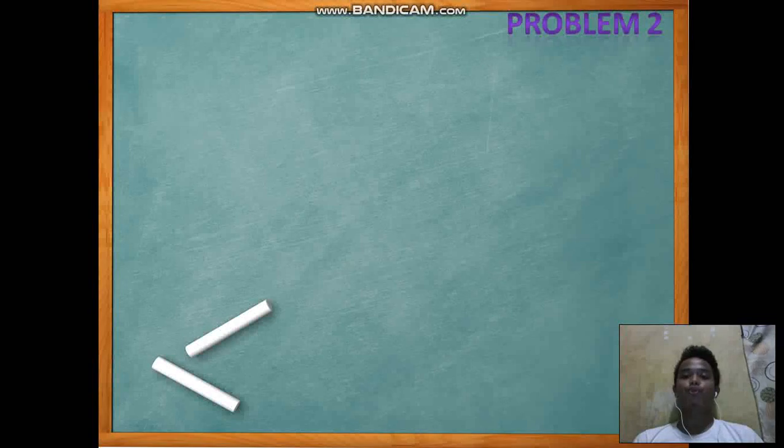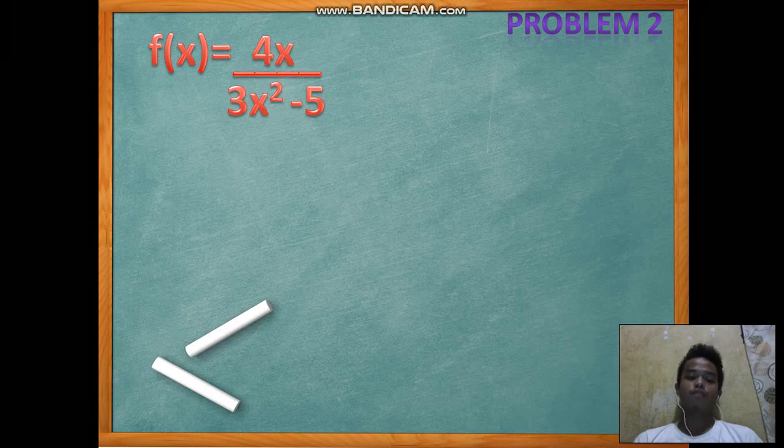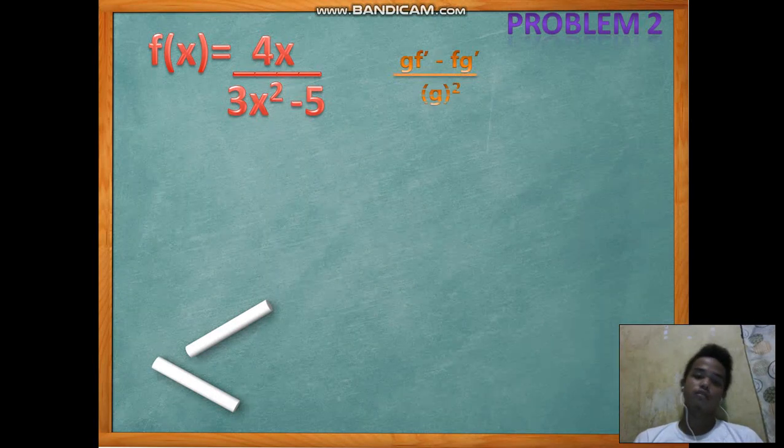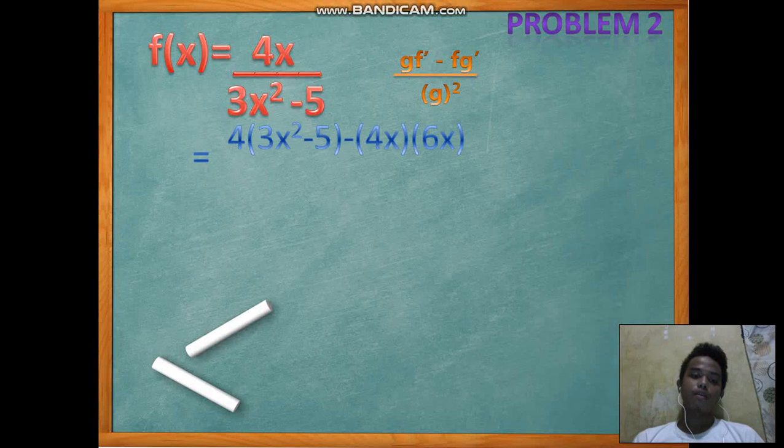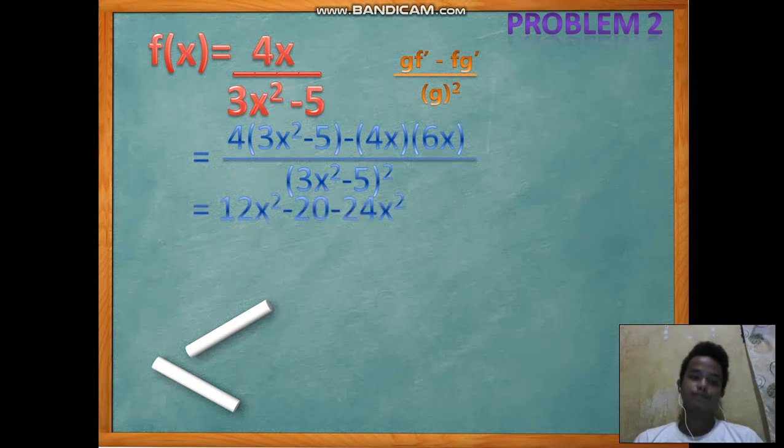And the problem number 2, our function is 4x divided by 3x squared minus 5. Do not forget the formula. Then the derivative of your numerator times your denominator, which is 3x squared minus 5. Then minus copy your f function times the derivative of your g function, which is 6x, divided by g squared, which is 3x squared minus 5 quantity squared.